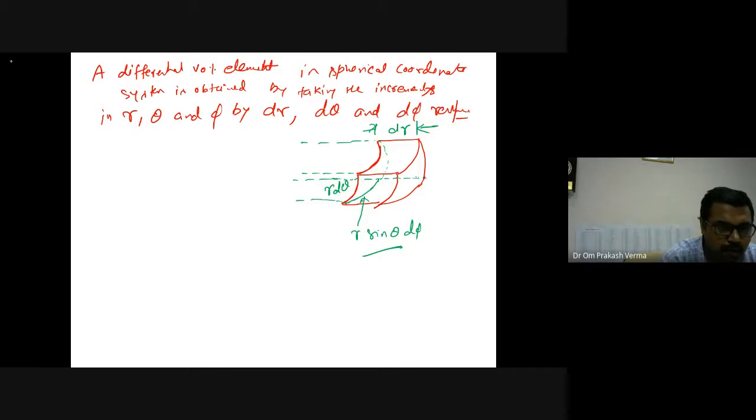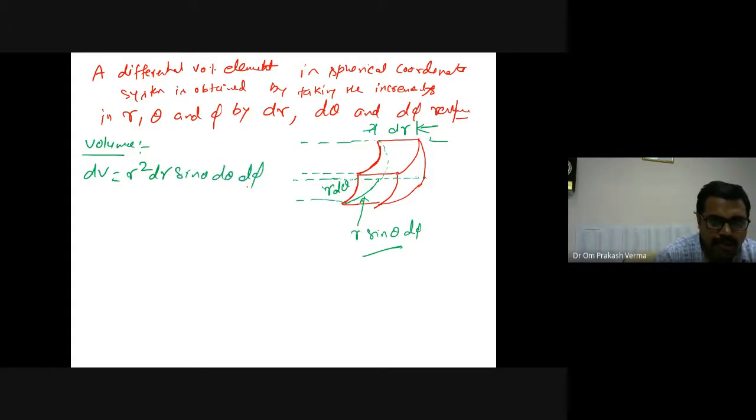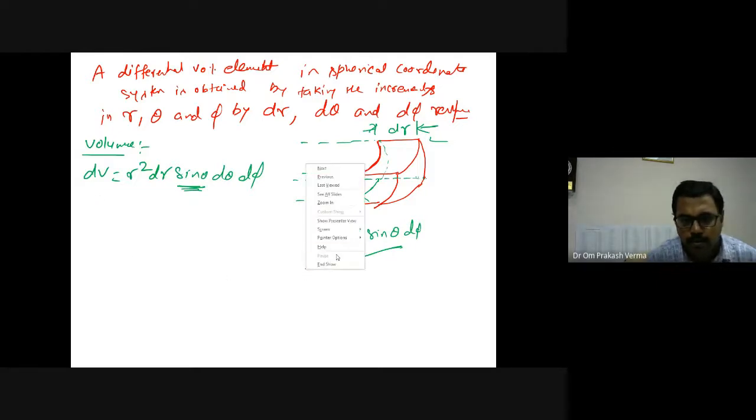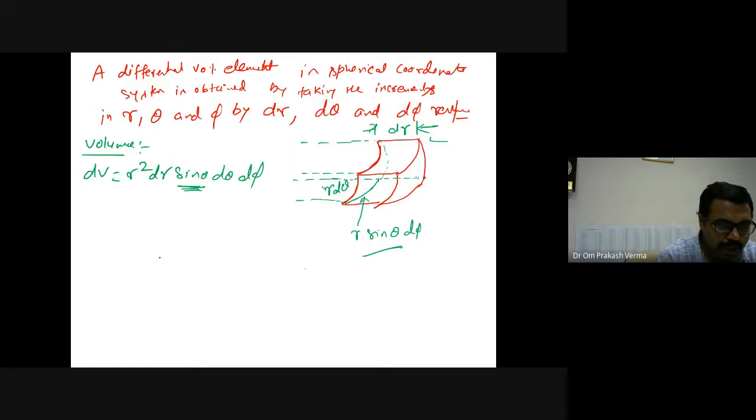First, how is the volume calculated? The volume you can calculate by the formula dv, which is the multiplication of these: r square, simple dr, then simple r d theta, and sine theta d phi. So r square sine theta dr d theta d phi represents the volume of this incremental sphere. And now come to the second part, the differential surface area.